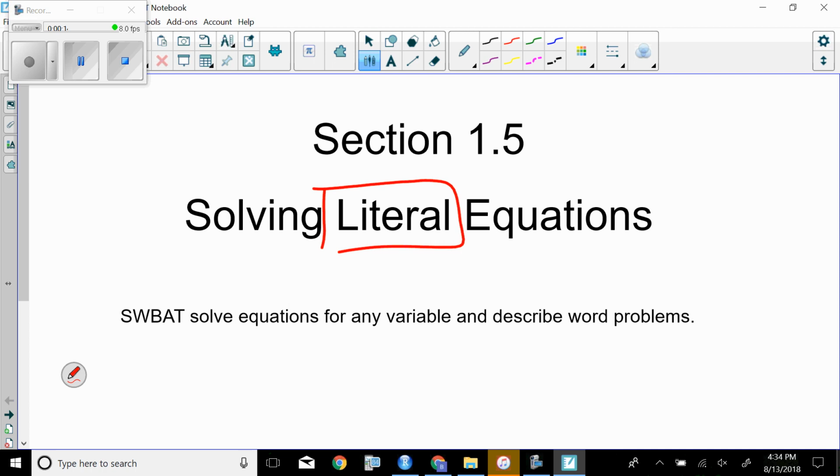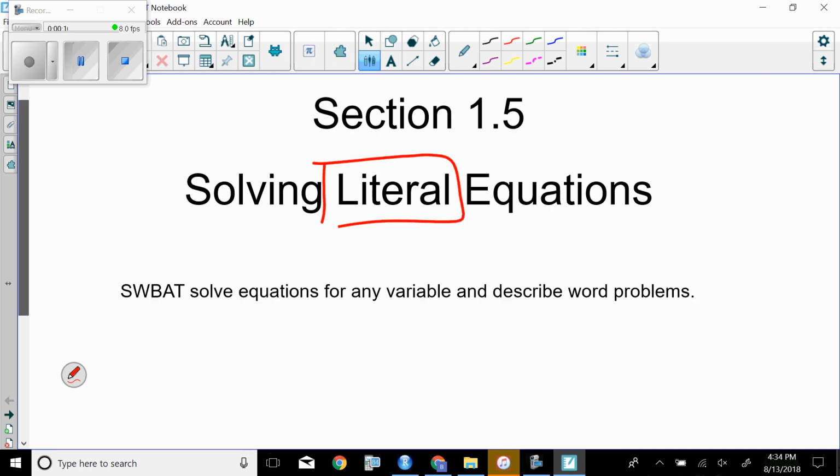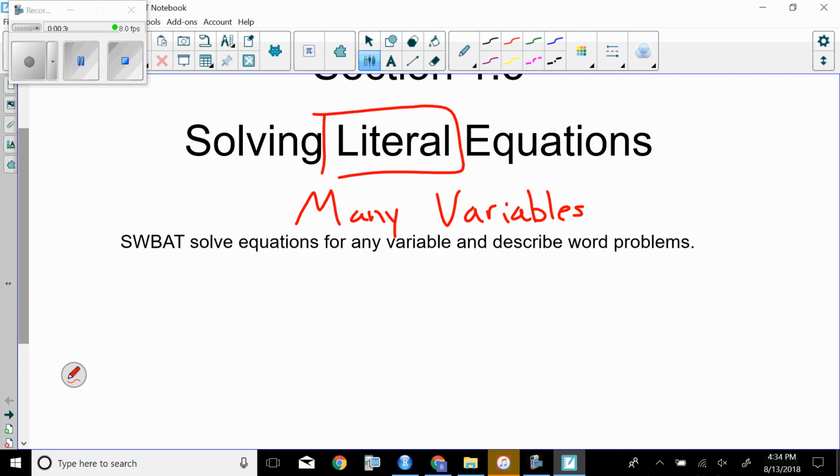Today we're going to be doing 1.5, which is solving literal equations. So a literal equation can consist of some numbers, but typically what happens is a literal equation has many variables. And because it has many variables, we can arrange it in many different ways. When I'm saying solving a literal equation, that means that I actually want to solve it for a specific variable.